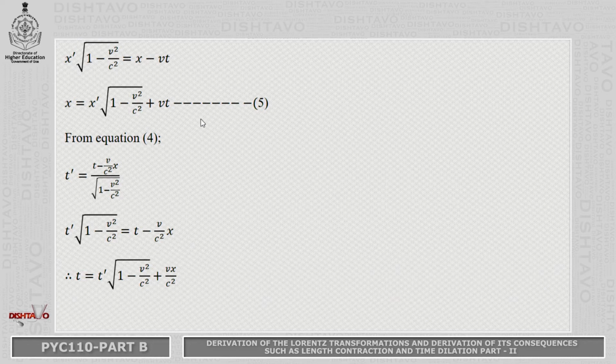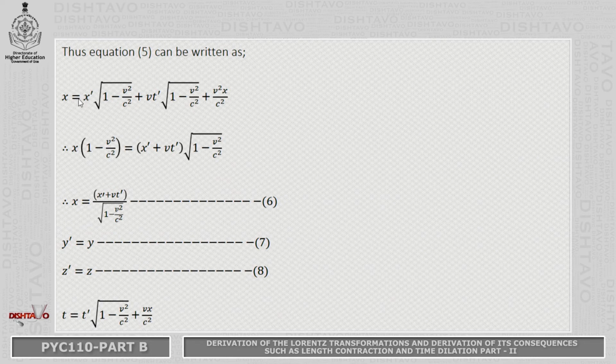Now consider equation number 4, which was given as t dash equal to t minus v by c square times x divided by square root of 1 minus v square by c square. Again cross multiplying this equation, we get t dash times square root of 1 minus v square by c square equals t minus v by c square x. Now we write t as t equal to t dash square root of 1 minus v square by c square plus vx by c square. And now we substitute this t in equation number 5 and get the inverse transformation for x.